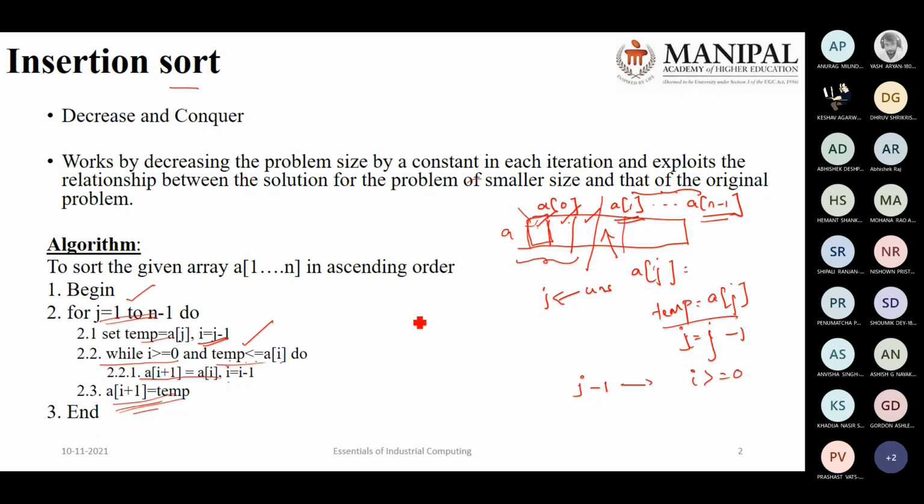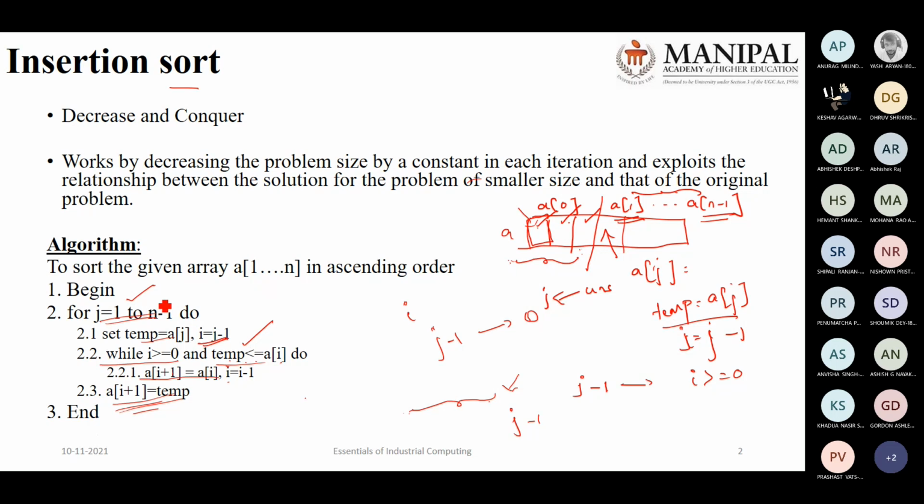And you know that your I loop varies from J minus 1 to 0. So that is how your I loop varies. The number of comparisons you are doing is, you take an element from the J loop and compare it with the elements of the I loop. So basically inside the I loop, there will be a maximum of J minus 1 comparisons.